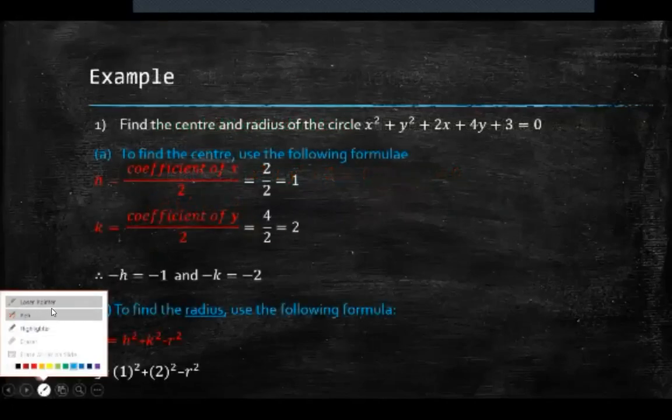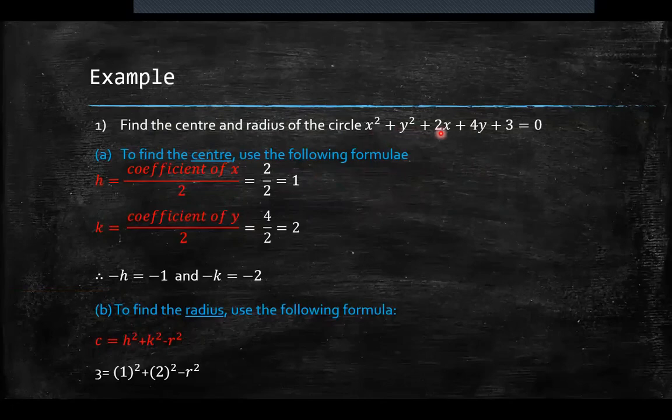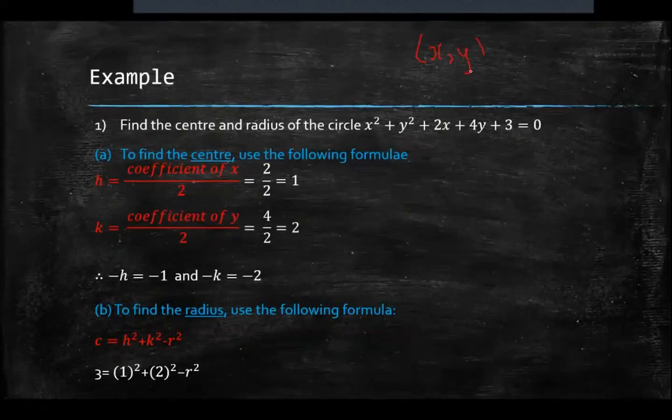Okay. For past paper questions, you might see it like this. So the question may come like this. They give you the general equation of the circle: x squared plus y squared plus 2x plus 4y plus 3. That's the general form of this particular circle. And they might ask you to find the center, so the coordinates of the center. So remember, when you're writing a coordinate, it's always in the form x, comma, y. And they might ask you to find the radius.